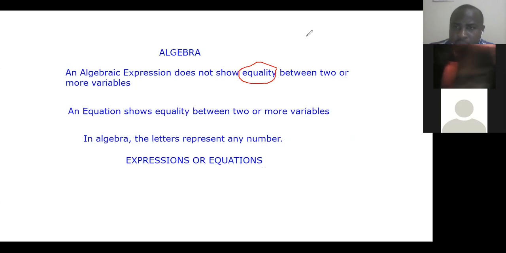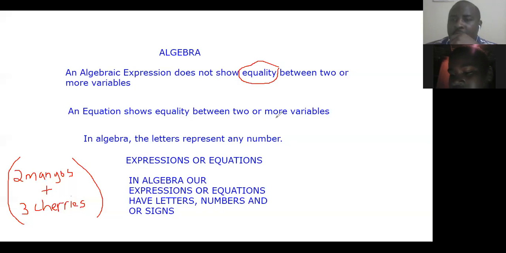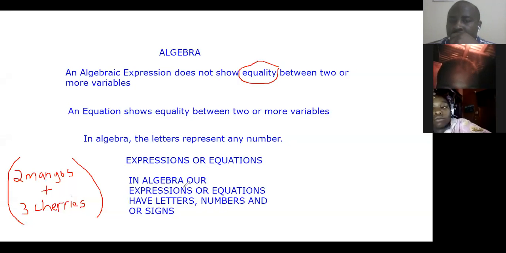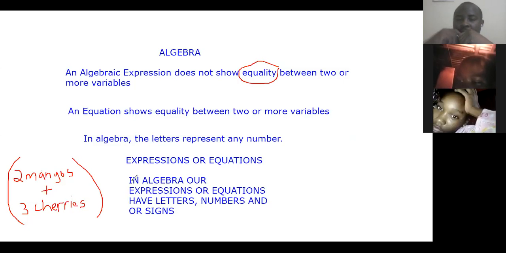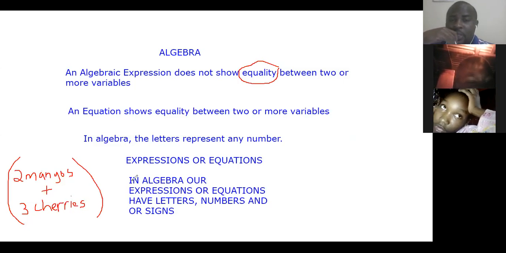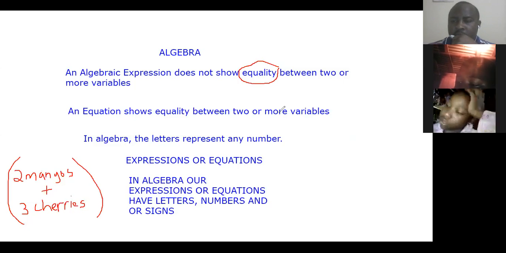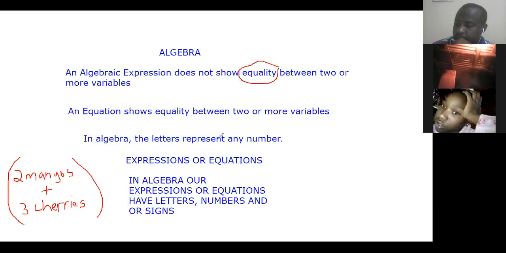Okay, so again, the first example, 2 mangoes plus 3 cherries. Write that off because I'm going to clear the board. Our first thing that we're going to be writing using algebra is 2 mangoes plus 3 cherries. Write that off already? Okay, good. So I'm going to clear the board now.